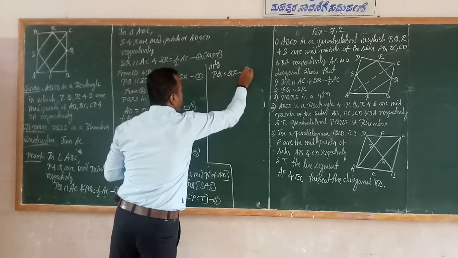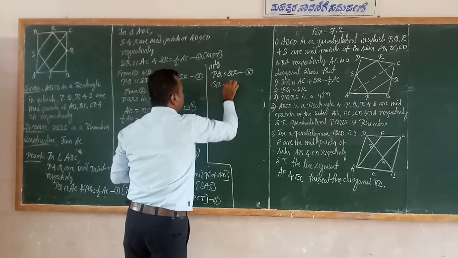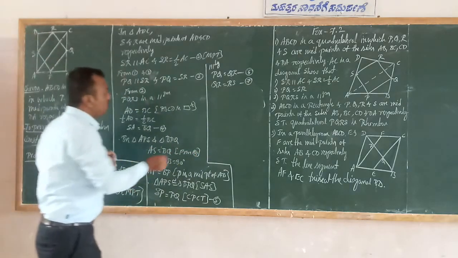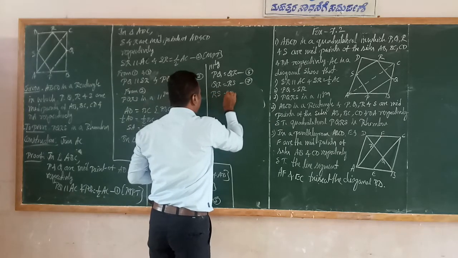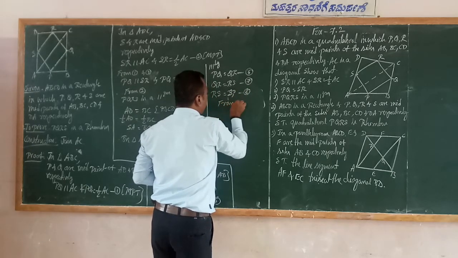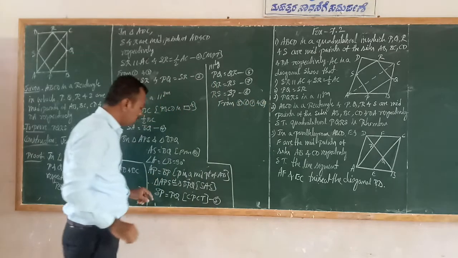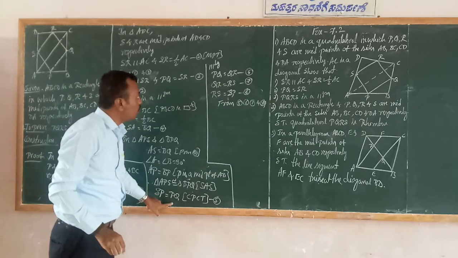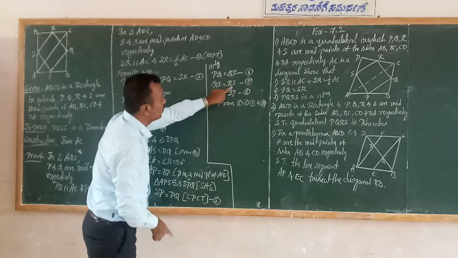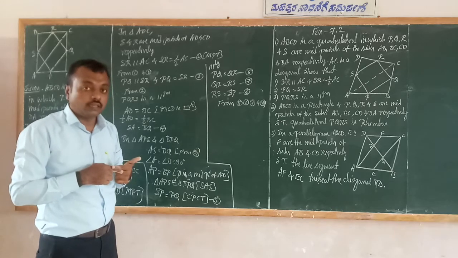Quadrilateral number 6. Next, QR is equal to RS. Quadrilateral number 7. And then RS is equal to SP. Quadrilateral number 8. From 5, 6, 7 and 8, you have to consider that. SP is equal to PQ, PQ is equal to QR, QR is equal to RS, RS is equal to SP. See, students, PQ, PQ get cancelled, SP, SP get cancelled, RS, RS get cancelled, QR, QR get cancelled. Therefore, all sides are equal to each other.